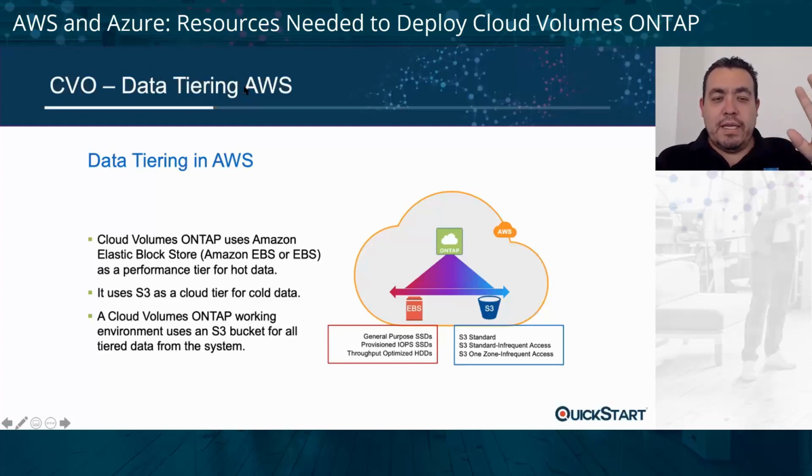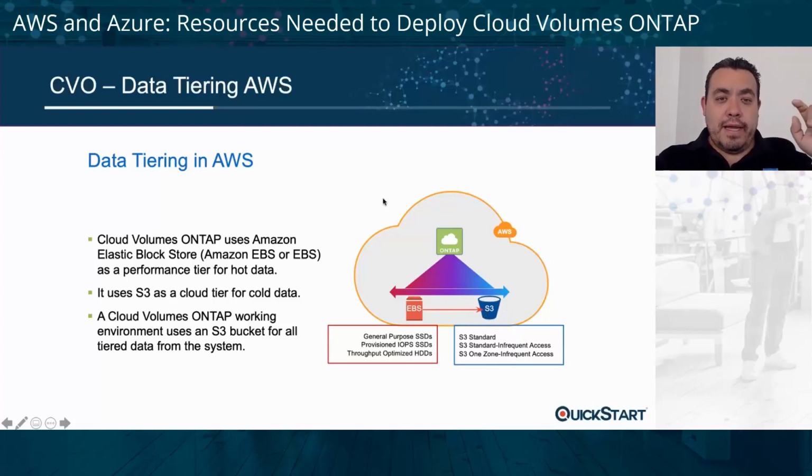Now, when we say tiering, guys, the recommendation, and that's something that is done by Cloud Manager, is that your bucket and your CVO both stay within the same region. Why? Because when you tier data from EBS to S3 within the same region, you can do that at no cost. Of course, you have to pay for the space consumption on your S3 bucket.